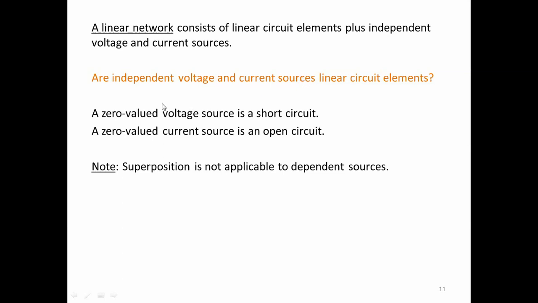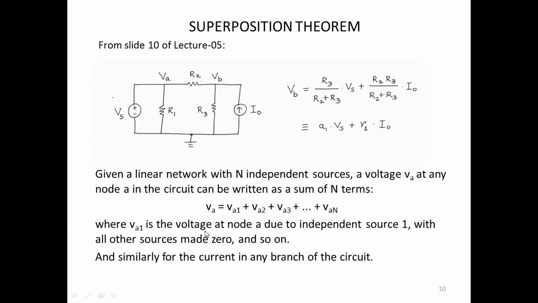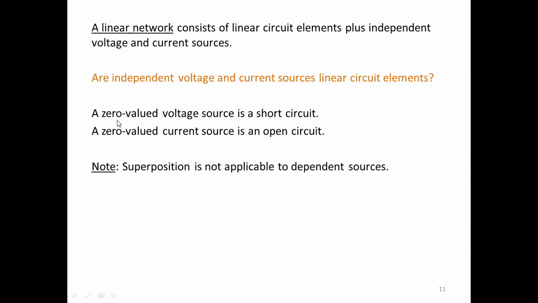The other thing we said is that while finding the voltage VA1 due to a source 1, we will make all other sources 0. So we must understand what making a source 0 means. A 0 valued voltage source is a short circuit. So when I want to make a voltage source 0, I'll short circuit the two terminals across which it is connected. If I want to make a current source 0, I'll open circuit it. Alright, I think you know this already.